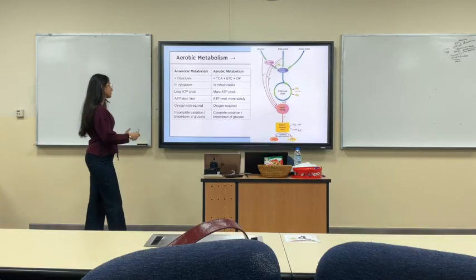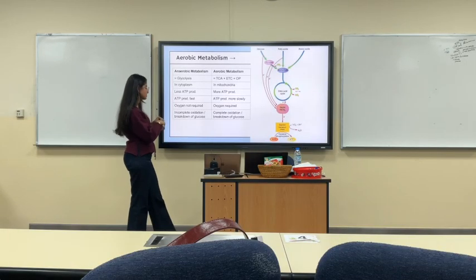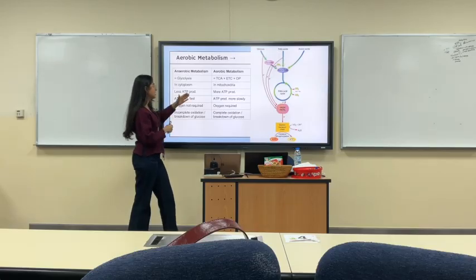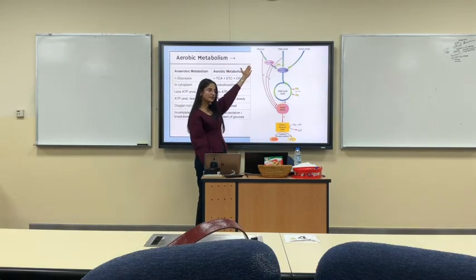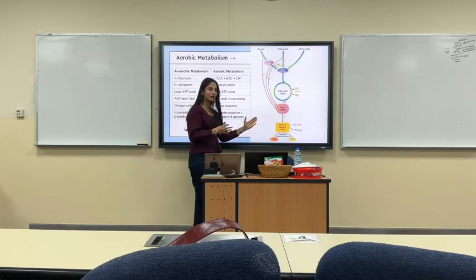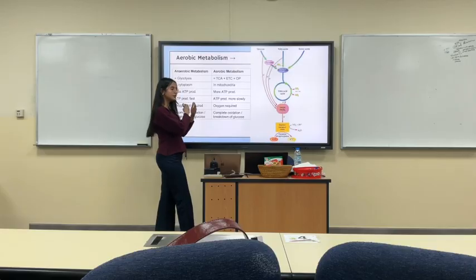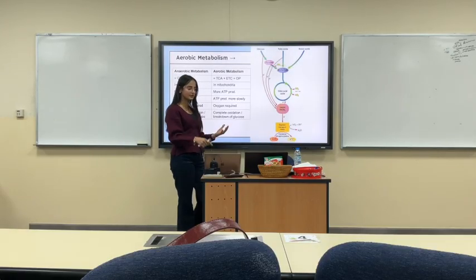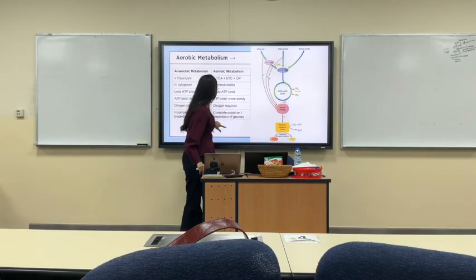In anaerobic metabolism, there is incomplete oxidation or breakdown of glucose, as glucose is only broken down from a 6-carbon compound to a 3-carbon compound, which is pyruvate, and then we stop there. But for aerobic, we continue until we have just carbon dioxide and water.